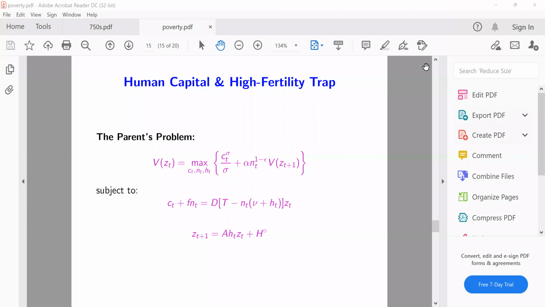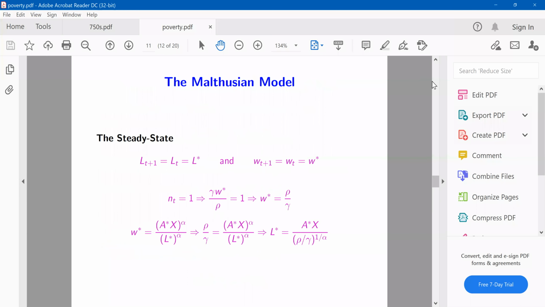Okay, welcome back. We're going to continue with the Malthusian model. So, we were just here.